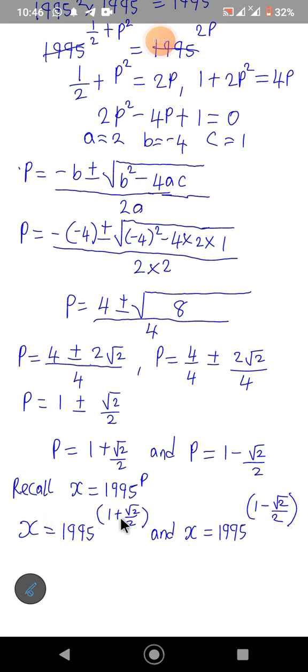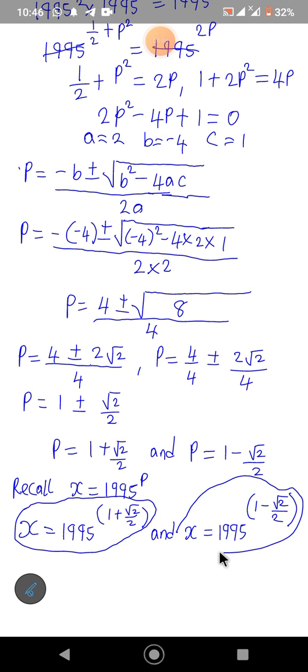So these are the roots of the equation. But this one is not valid. The valid answer for this equation is this particular one here. So x is equal to 1995 raised to the power of 1 minus root 2 all over 2.